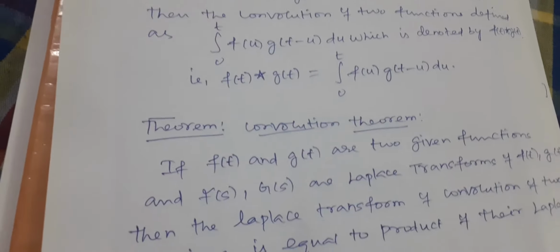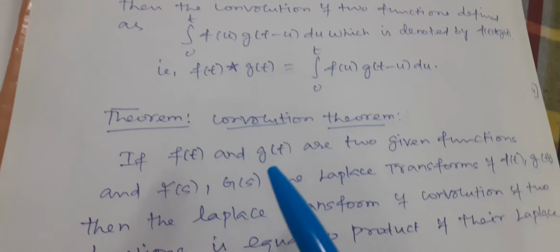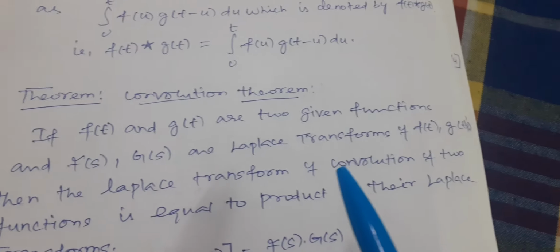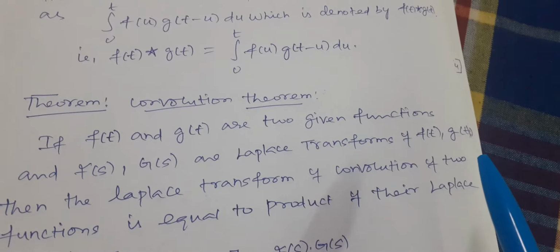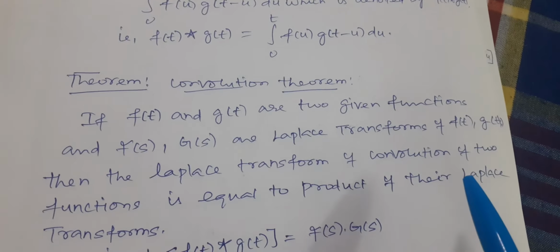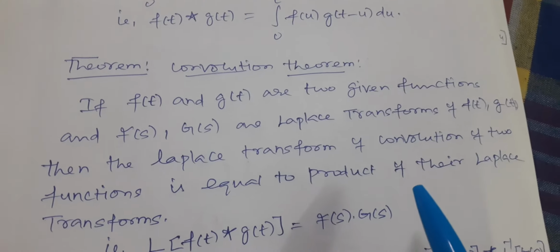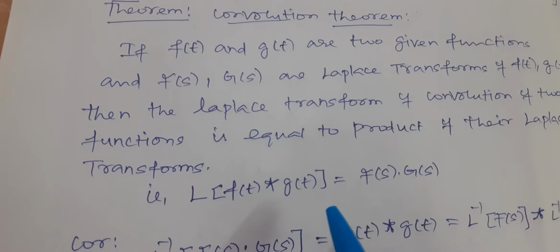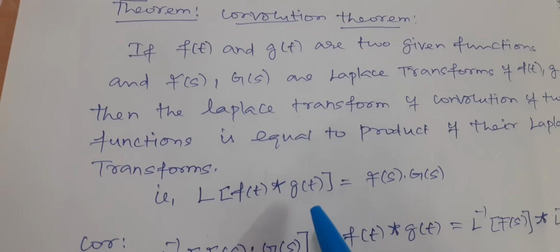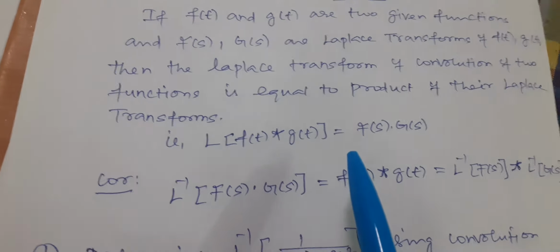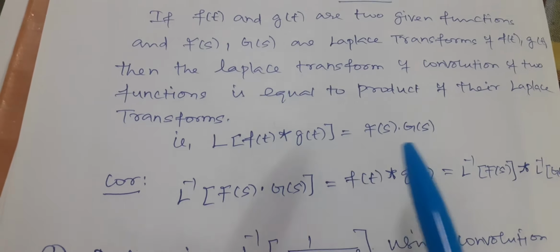Convolution theorem statement: if f of t and g of t are two given functions and f of s, g of s are Laplace transforms of f of t, g of t, then the Laplace transform of convolution of two functions is equal to the product of their Laplace transforms. That is, Laplace transform of f of t star g of t is equal to the product of their Laplace transforms.